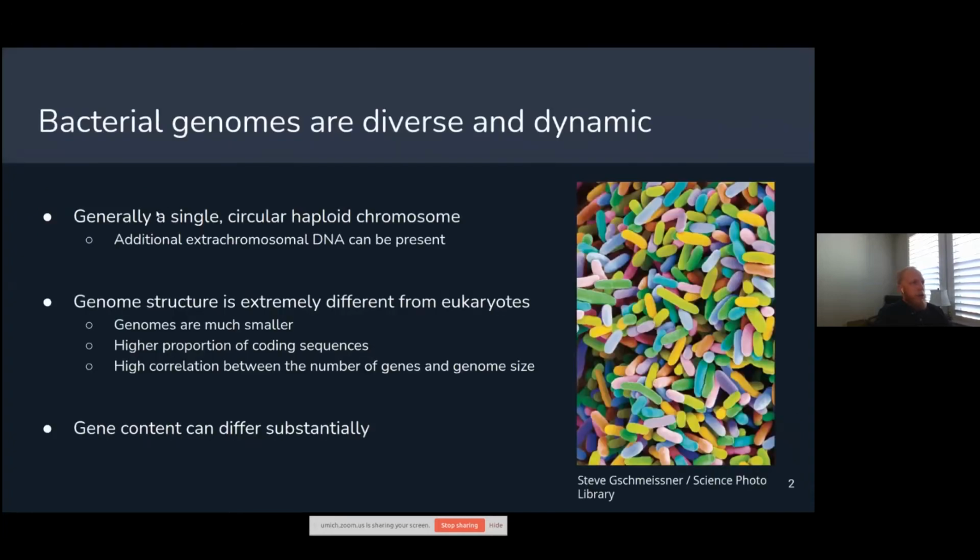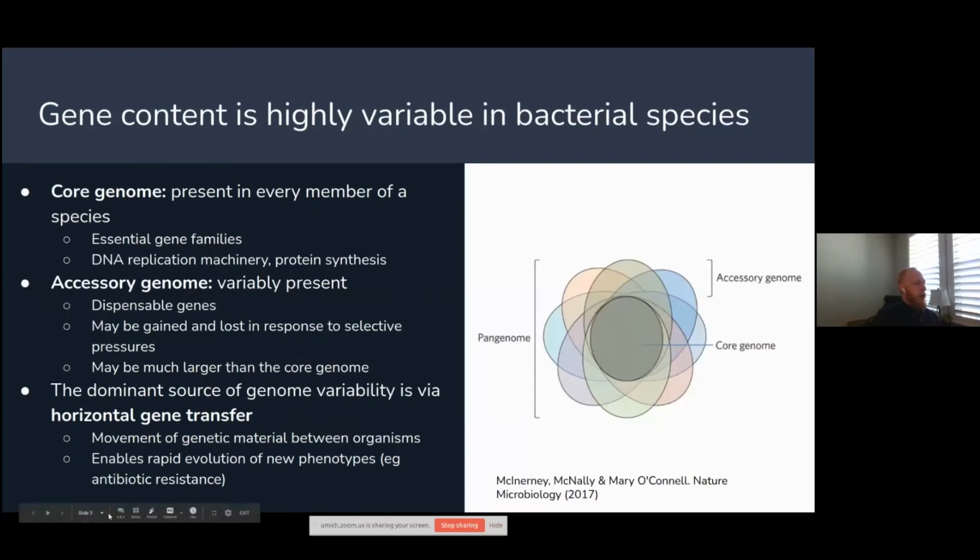So a little bit of a background on bacterial genomes for those of you who are less familiar. Bacteria typically have a single circular haploid chromosome, although additional extrachromosomal DNA can be present in the form of plasmids. They differ really substantially in comparison to eukaryotic genomes in that they're much smaller. The organisms that we're going to be discussing today have a genome of about 5 megabases, and the proportion of coding sequences is much higher. And in contrast to eukaryotic genomes, there's really high correlation between the number of genes and genome size. And importantly, even within a species of bacteria, gene content can vary really substantially, which brings us to some important definitions that we're going to be covering throughout the talk.